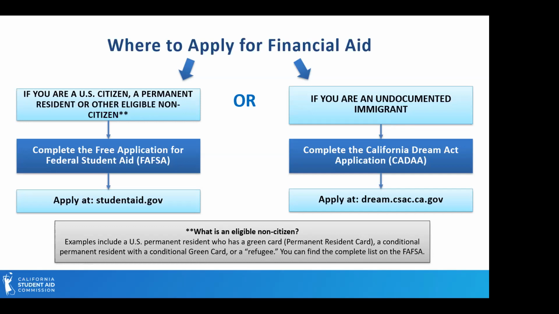But if you are an undocumented immigrant, have a valid DACA, or even an expired DACA, or do not have a DACA social security number, if you have what's called TPS, which is temporary protected status, a U visa holder, or you meet the non-resident exemption requirements of AB 540, which we'll talk about on the next slide, you will be eligible to complete the California Dream Act at our website, dream.csac.ca.gov.